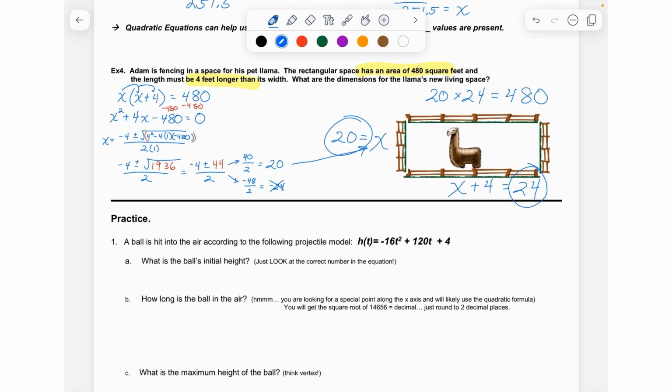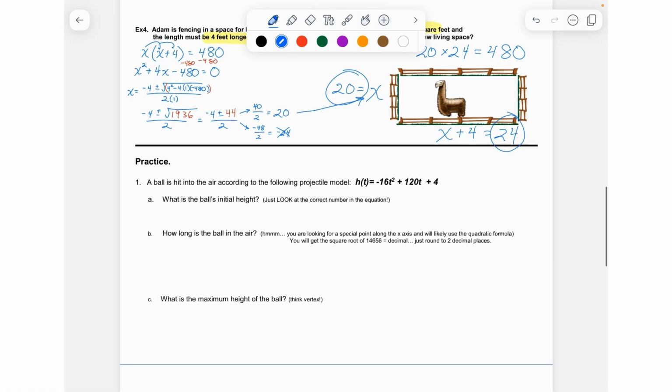I want you to practice some problems, and as I mentioned earlier in the video, tomorrow you guys are going to end up solving some of these as a class assignment for the application of quadratics.